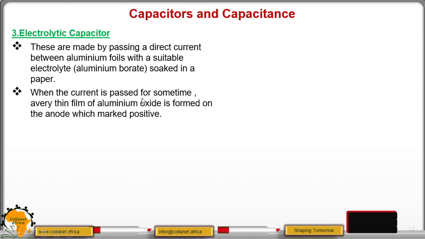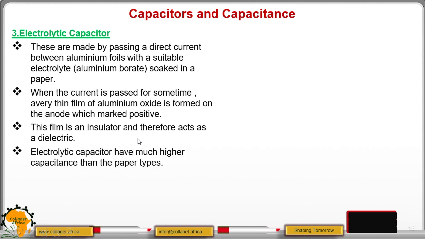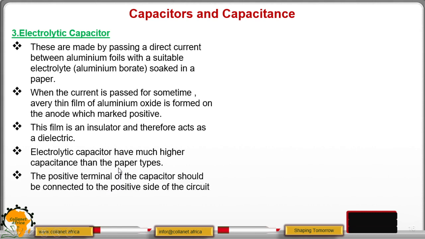So when the current is passed, we will have aluminum oxide that is formed on the anode. And you find that this aluminum oxide that is formed will act as a dielectric. That is why we are calling it electrolytic, because we are using an electrolyte. Now the film is an insulator and therefore acts as a dielectric. So the electrolytic capacitor has much higher capacitance than paper types.